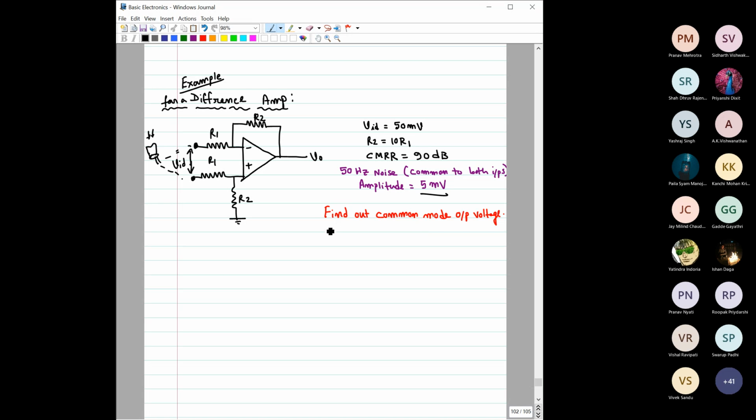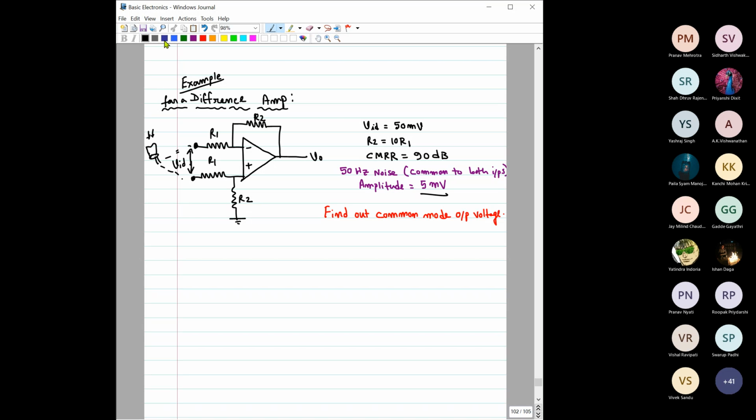Then we have to find what would be the common mode output voltage. Here the amplitude of the common mode noise signal is 5 millivolt. You have to see, if the CMRR is 90 dB, then what would be the output voltage due to this common mode noise signal? So how to approach this, right?